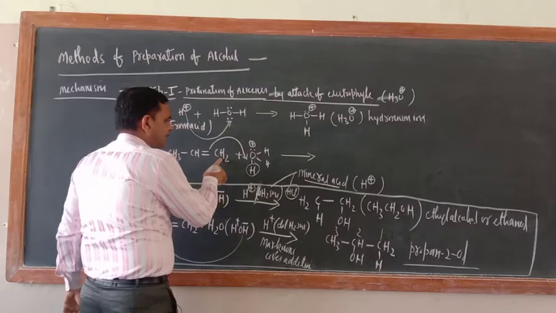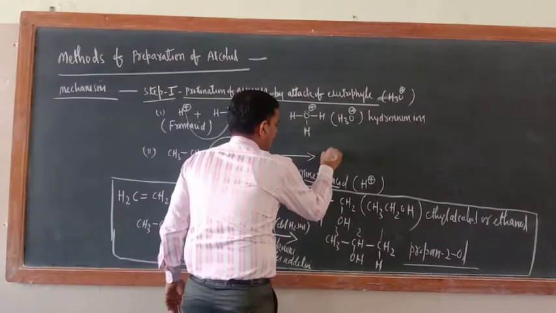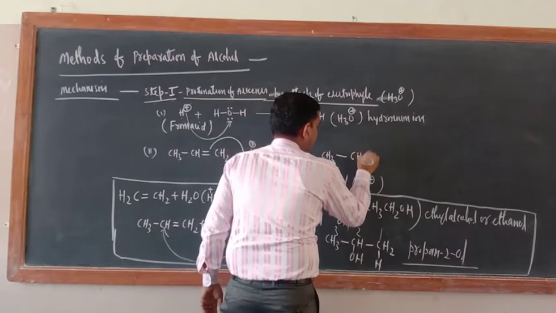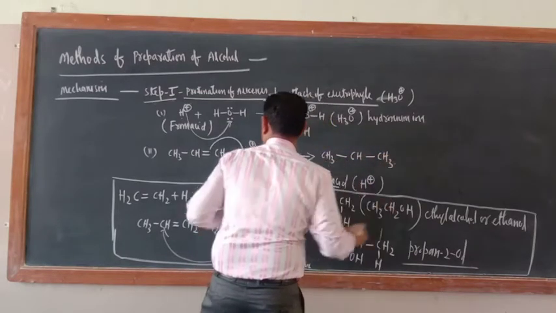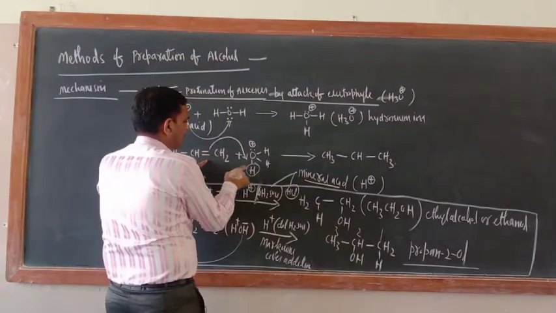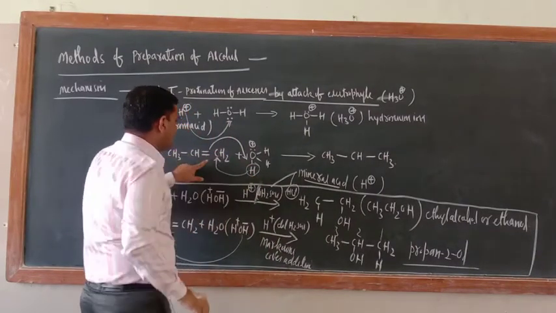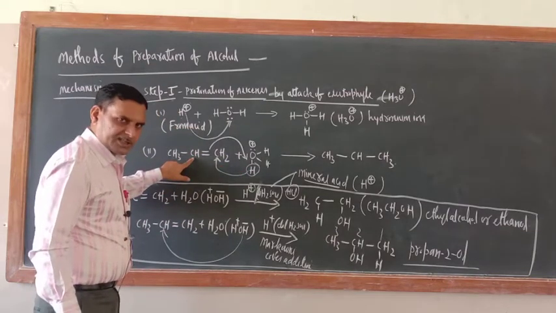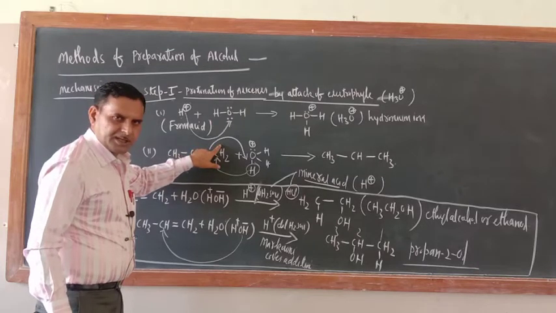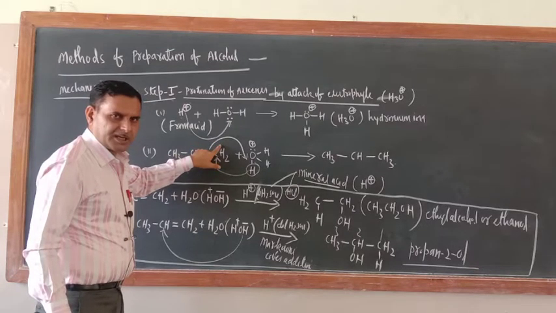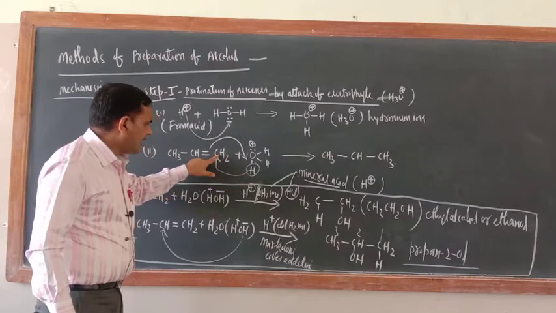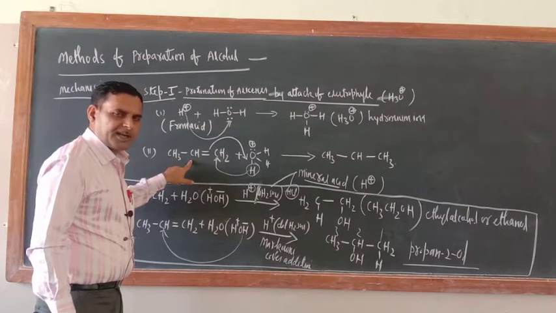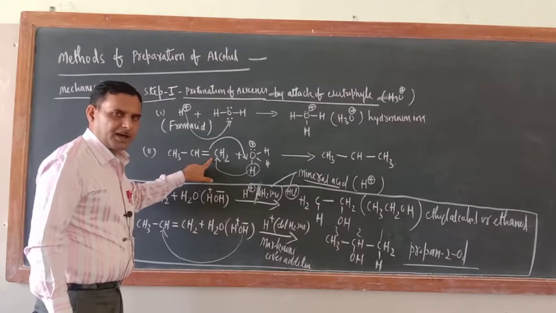Now this H will be attached here. So what would be here? CH3, here C, H, and now here CH3, because this bond will be broken. Now try to understand. If you add H here, a 1 degree carbocation will be generated. But if you add H here, then a 2 degree carbocation will be generated, and a 2 degree carbocation is more stable than a 1 degree carbocation.